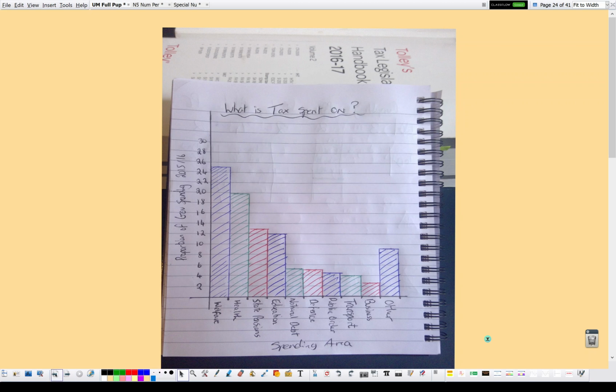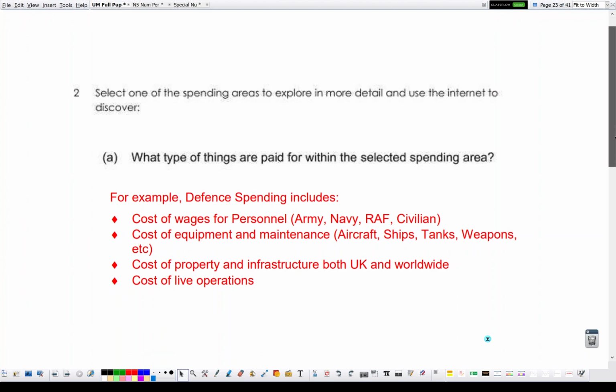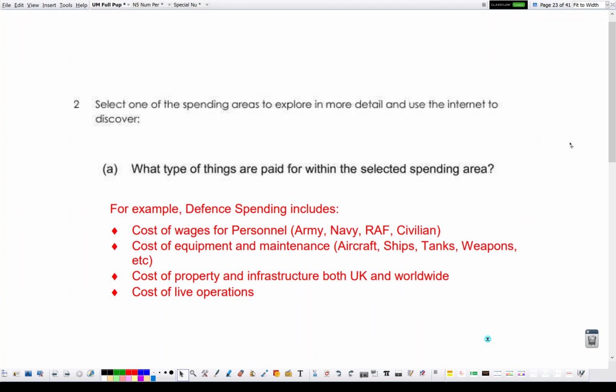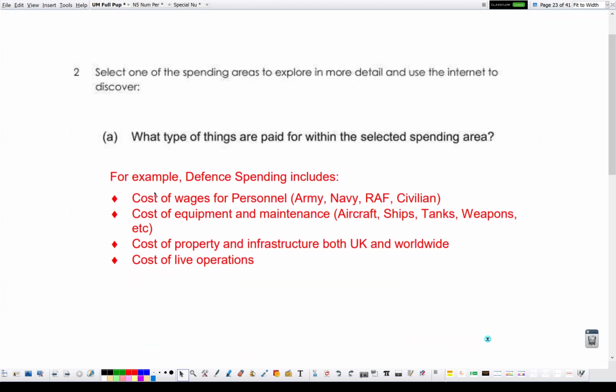So what you were asked to then do is to select one of the spending areas to explore in more detail and use the internet to discover. Now, I tried to look for education and actually found it quite difficult to find specific examples. There were quite a lot of specific numbers for part B, but what I did is took this defence solution. So this was just an example.